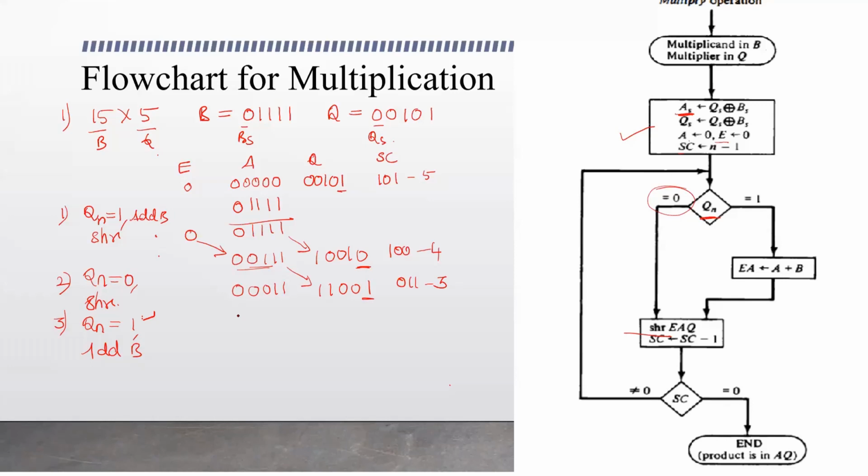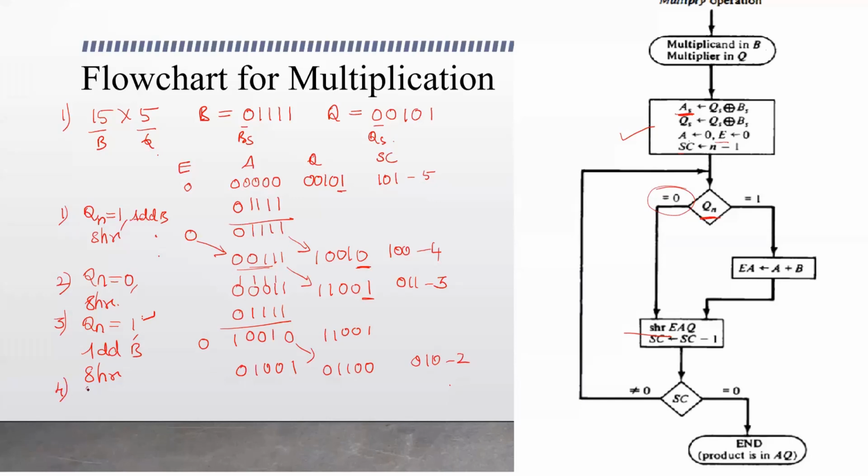What is B? 0, 1, 1, 1, 1. When we add 1, 0, 1, 1, 1, 0, 1, 0, 1 with the carry 0. The next operation is shift right. When we shift right, 0, 1, 0, 0, 1 and this 0, 1, 1, 0, 0 and decrement SC, 0, 1, 0, it is 2.